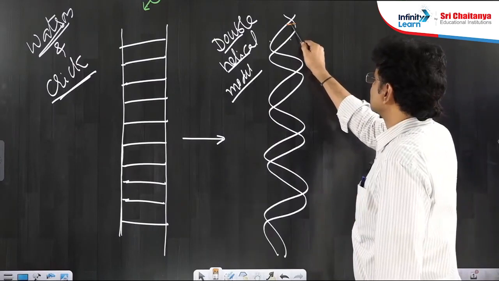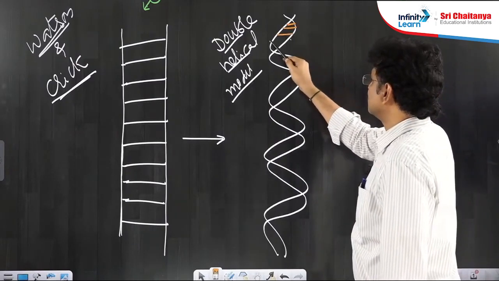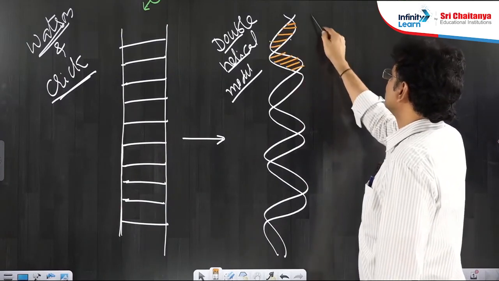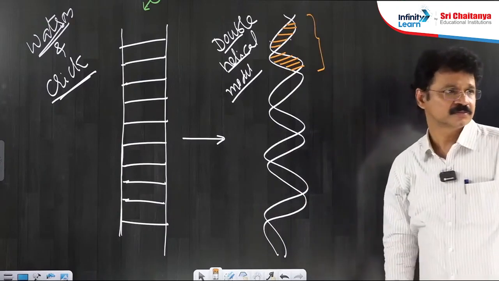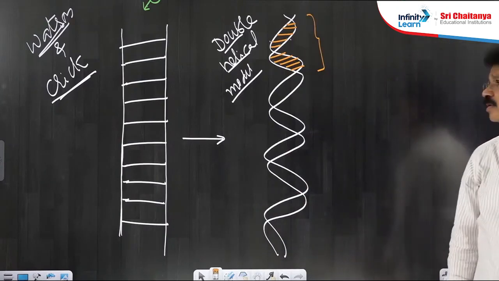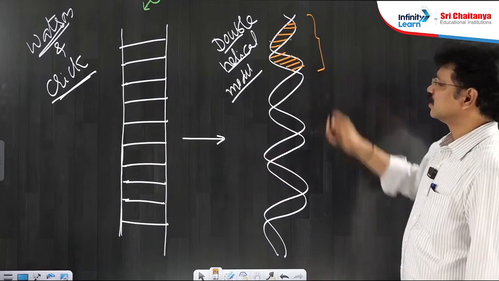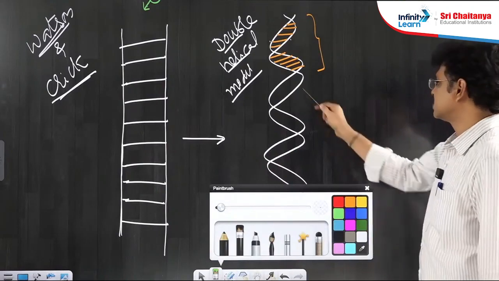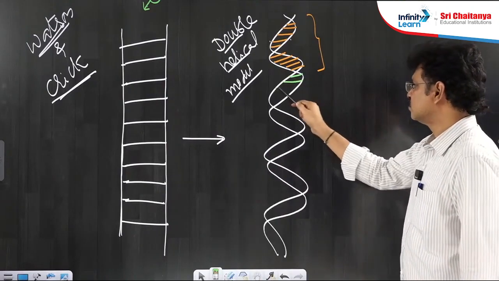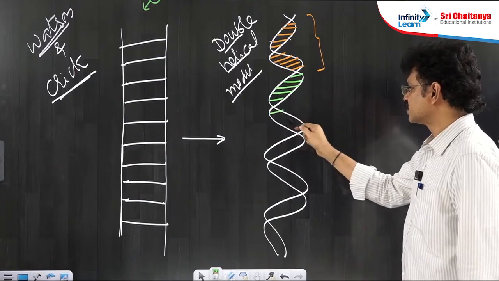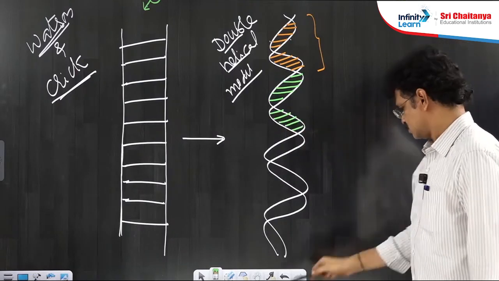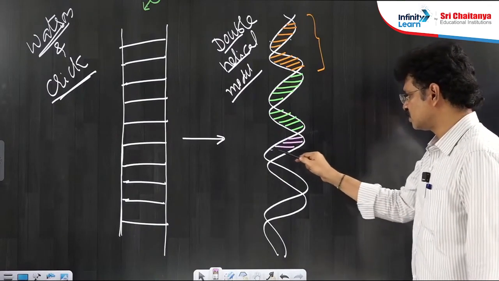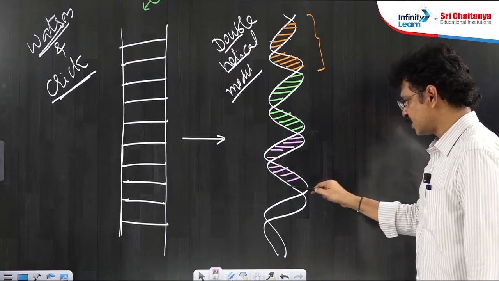In the two strands there is the first base pair, second base pair, third, fourth, fifth, sixth, seventh, eighth, ninth, tenth. Now this is one helix. In each helix, how many base pairs are there? 10 base pairs are present. In the second helix also 10 base pairs are there. In the third helix also another 10 pairs are there.